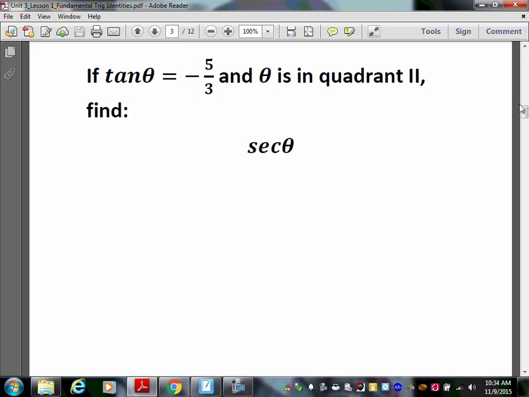Okay, so using identities, we're going to take knowing the tangent of an angle is -5/3, and we're going to figure out what the secant of the angle is. So I'm looking at my identity sheet. You should still have it out. And under the Pythagorean identities, I can see that tangent and secant are related in one of those.